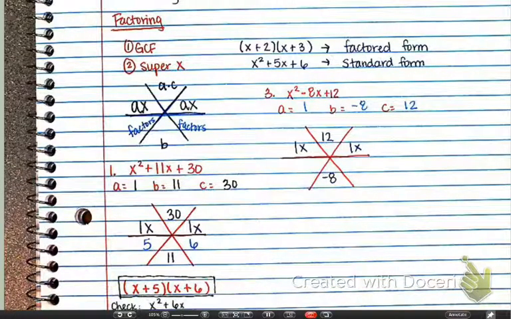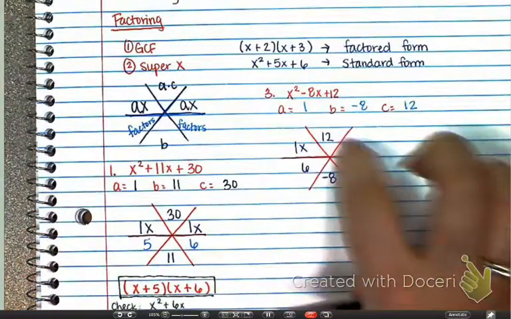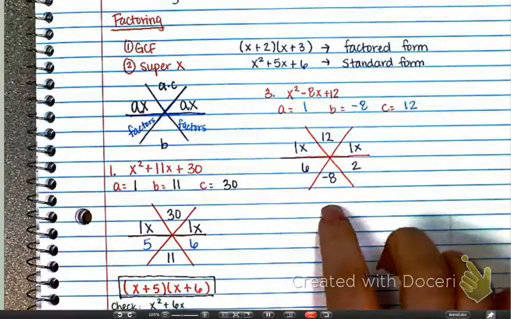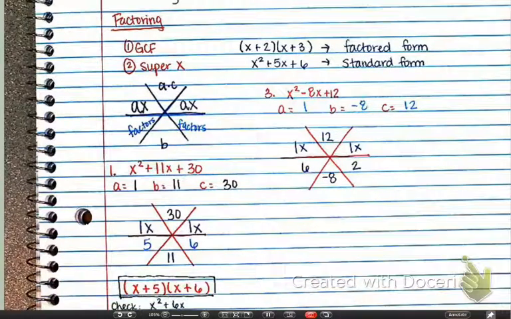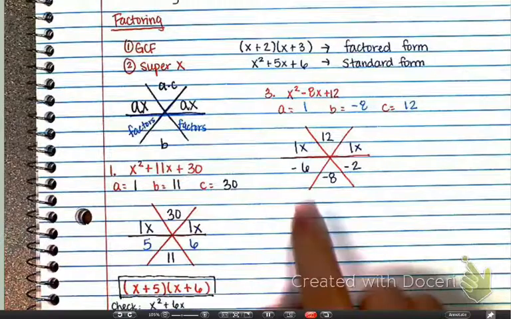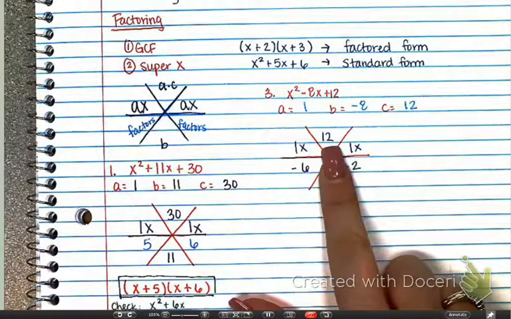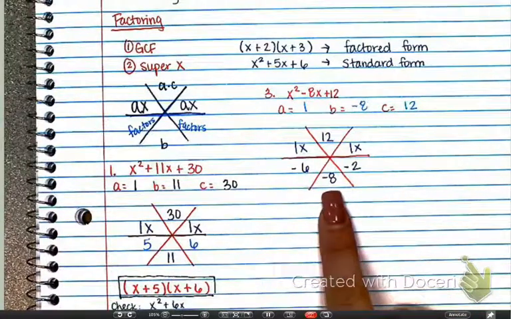So two numbers that multiply to 12 and add to negative 8. Give me two numbers that multiply to 12. 6 and 2, okay? So 6 and 2. 6 times 2 is 12, but 6 plus 2 is positive 8. Can I make that a negative 8? What if both of them are negative? Negative 6 times negative 2 is positive 12. Negative 6 minus 2 is negative 8.